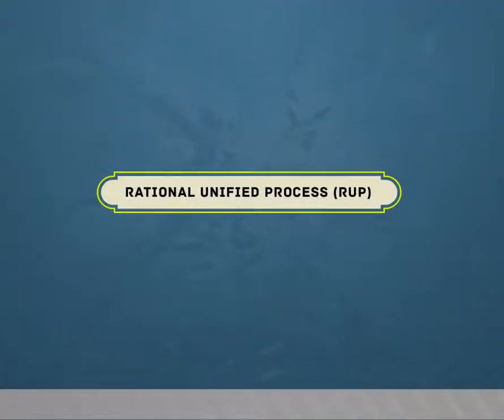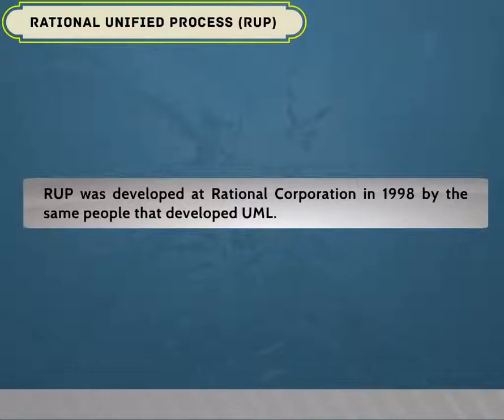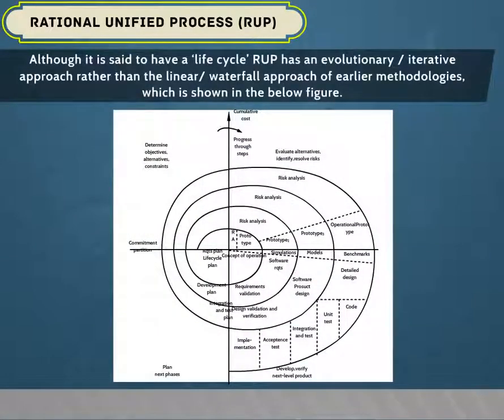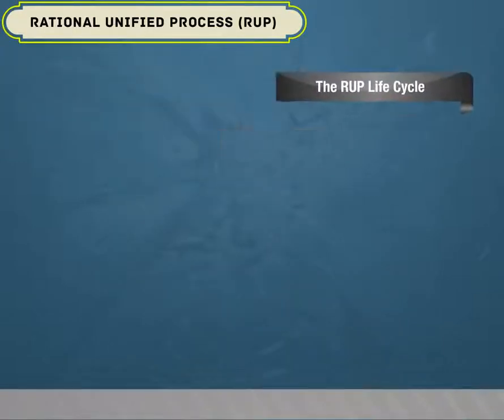Rational Unified Process, RUP. RUP was developed at Rational Corporation in 1998 by the same people that developed UML. Although it is said to have a lifecycle, RUP has an evolutionary or iterative approach rather than the linear or waterfall approach of earlier methodologies, which is shown in the below figure. The RUP lifecycle.